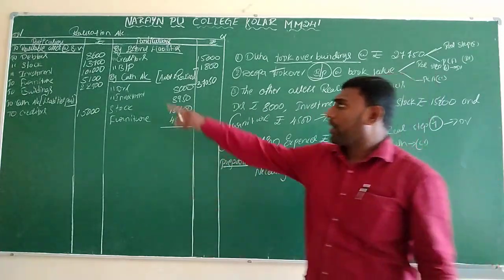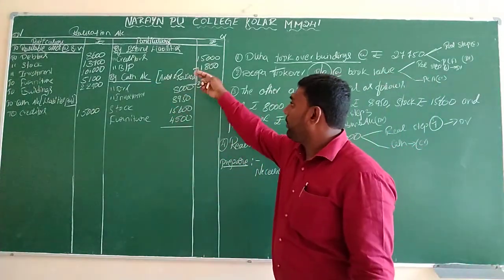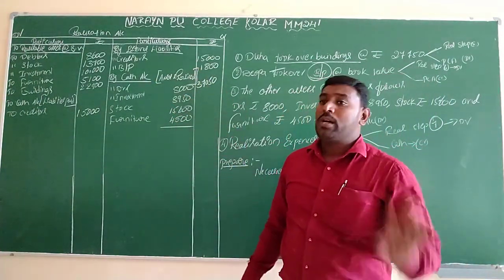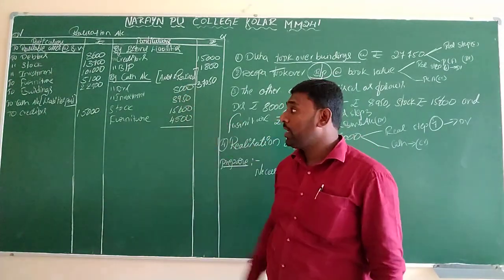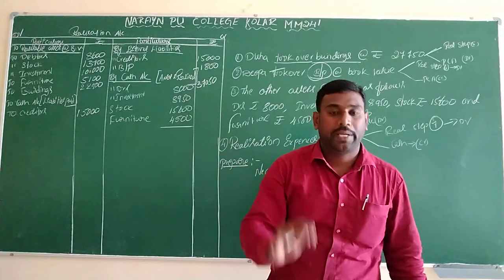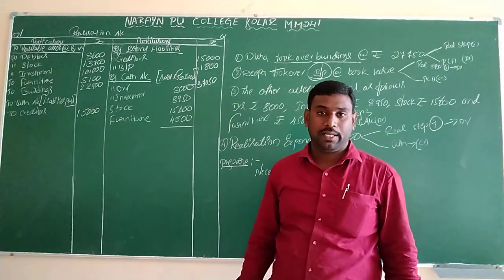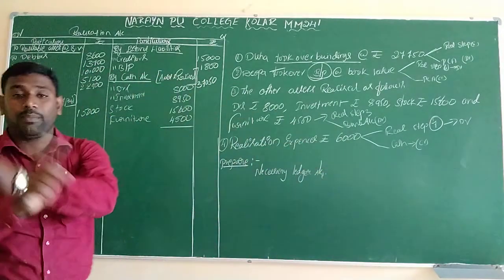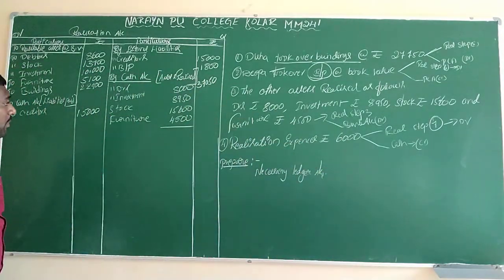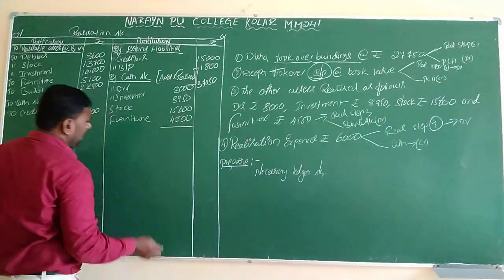Step number 1, record the assets at book value. Step number 2, record the liabilities at book value. Step number 3, assets realized, that is, we sold the assets, that we have to write. Step number 4, you have to pay the liabilities. And step number 5 and 6, assets and liabilities taken over. Step number 5 always comes to the right hand side, that is the credit side.